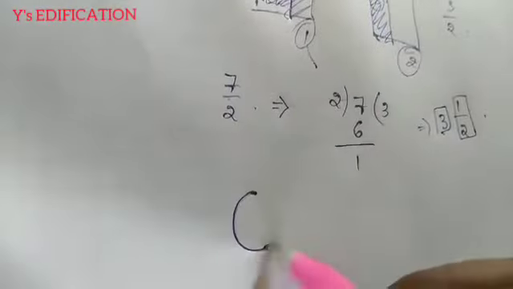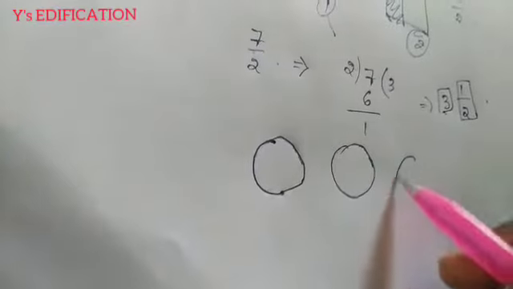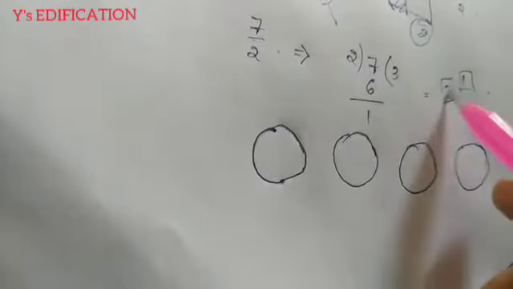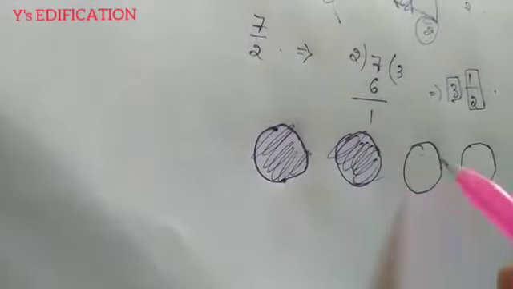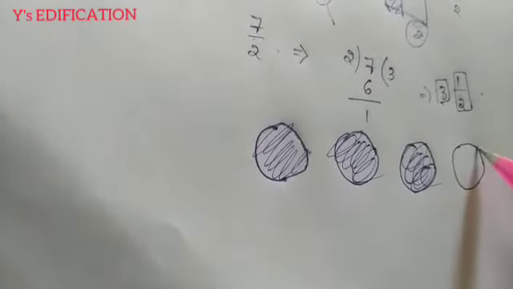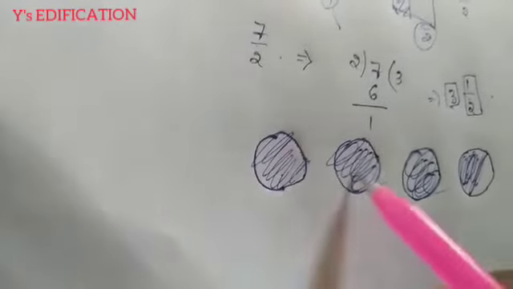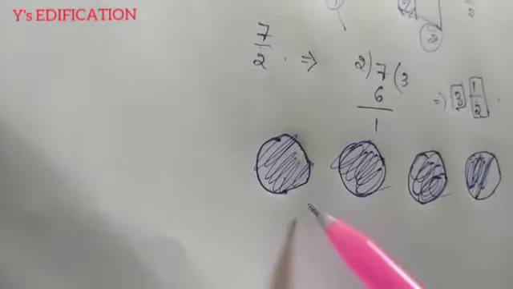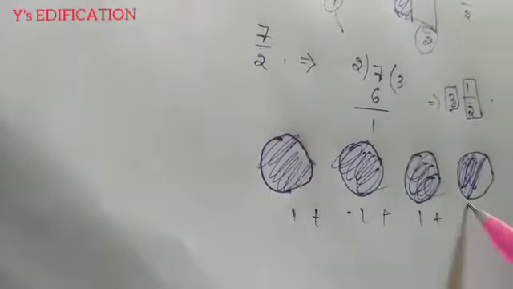Here I am going to take circles: 1, 2, 3, 4. So 3 circles should be shaded completely: the first, the second, and the third one. And the next one should be shaded only half. So 1, 2, 3, and the next one is half. In this way this is 1 plus 1 plus 1 plus half.